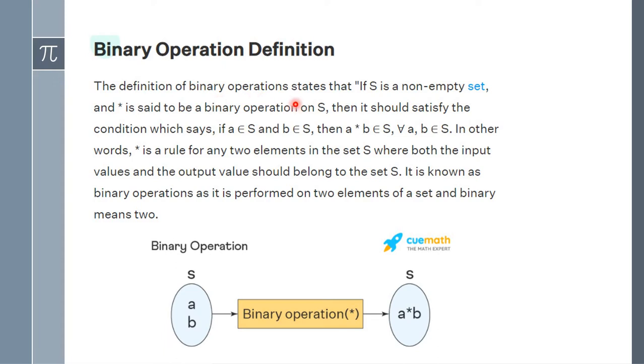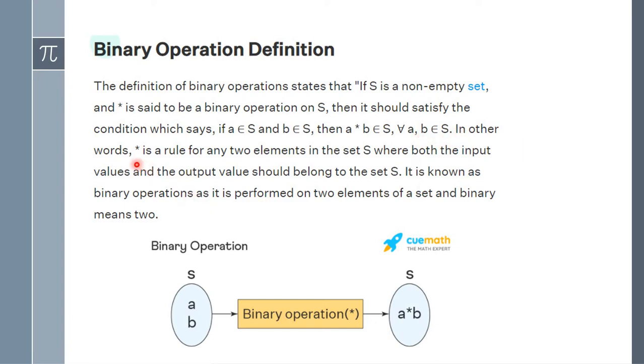The definition of binary operation states that if S is a non-empty set, so dili siya empty, and star is said to be a binary operation in S, then it should satisfy the condition which says if A is an element of S, meaning A naa ni S, A is part of S, and B is also an element of S, or B is inside or part of S, then A star B is an element of S. For all, for all na siya nga symbol. For all A, sa tanang A, ang B naa ni S. B part siya sa S.